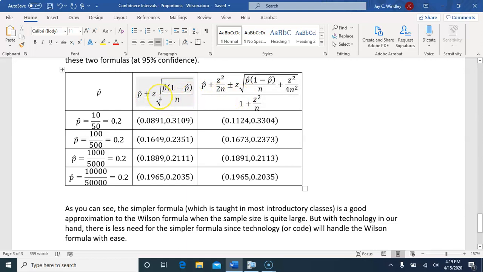The simpler one is built in, one proportion z interval. This one here, you have to do a really hideous calculation by hand or write a quick little program for your calculator. So that's what you need to know to work problems that require the Wilson score interval instead of the simpler formula.